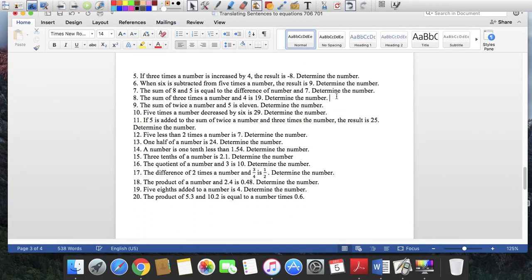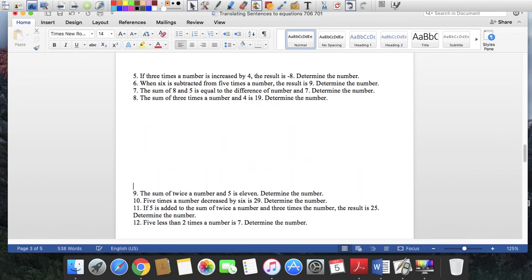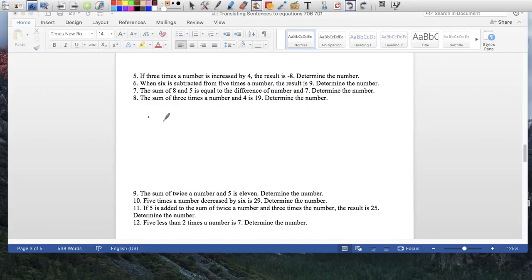Number 8. 3 times, so the sum, so I'm adding two things. Sum is addition, so I need to add this and this. So the first thing is 3 times a number. 3 times a number, so that's one part. And the other part, and 4. 3 times the number, sum, right? And 4 is 19. So this is a two-step equation, right?